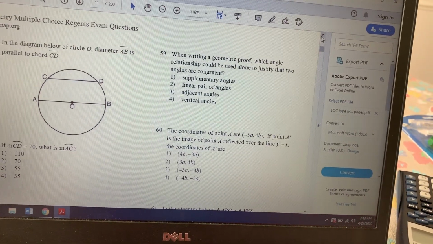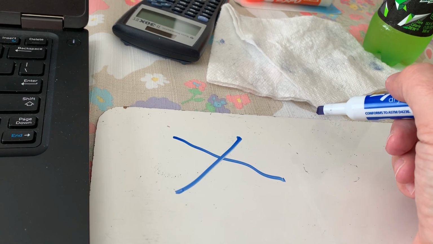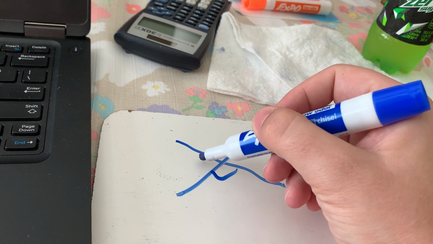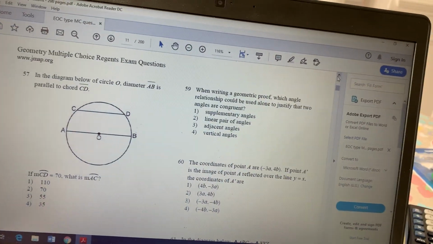Vertical angles. That's the only one that does. Again, when two lines cross, could be, you know, related with parallel lines with a transversal or whatever. I know those are congruent, and I know those are congruent. So it's going to be answer choice 4.